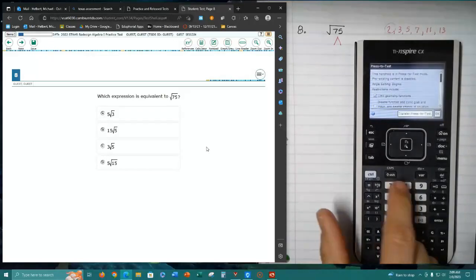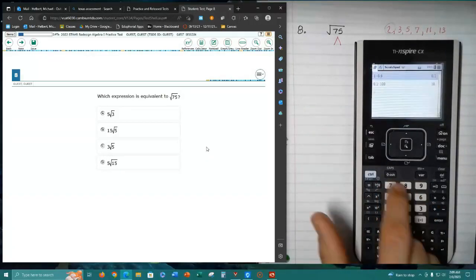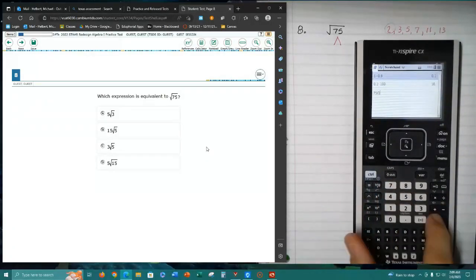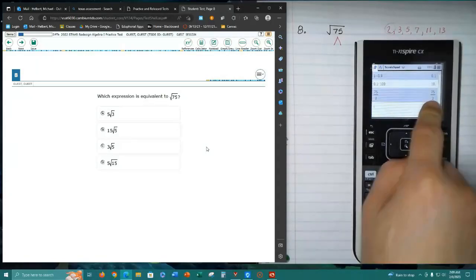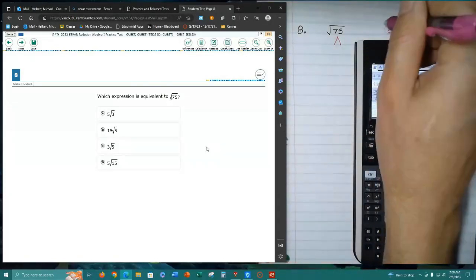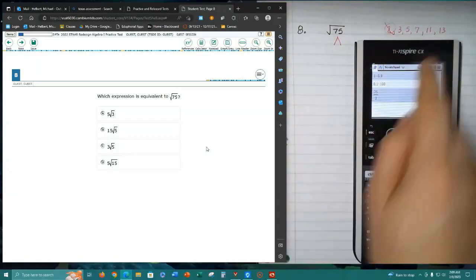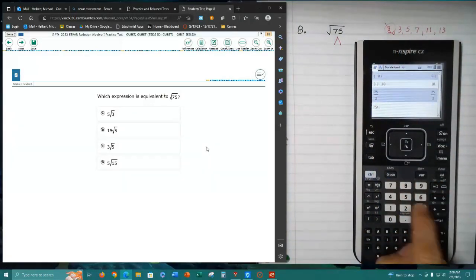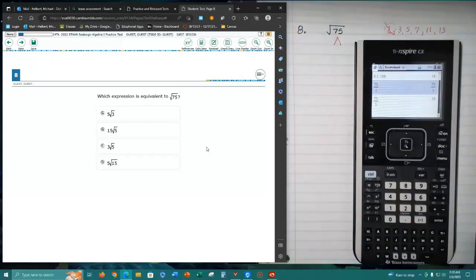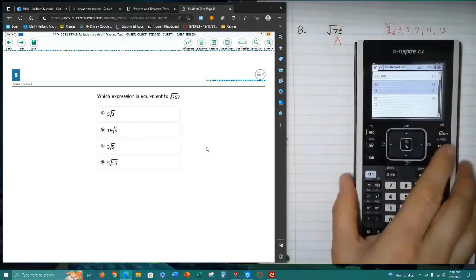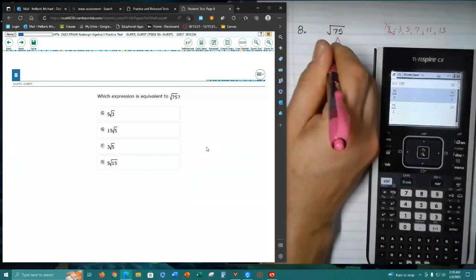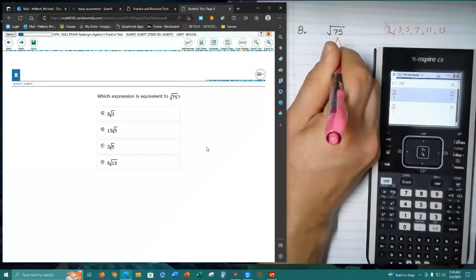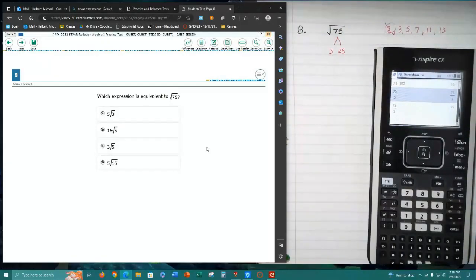I'm going to bring up my calculator, 75 divided by 2. Notice it doesn't give me a clean number, so 2 won't work. I'm not going to worry about 2. I'm going to try the next one, number 3. So 75 divided by 3, and notice it gives me 25. So when I write this out, I'm going to write 3 and 25.